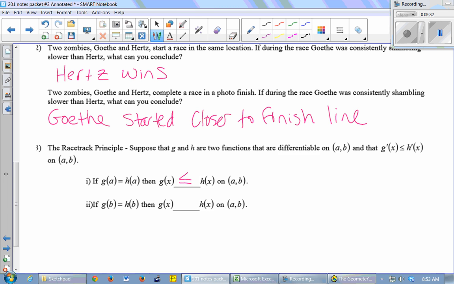Okay, so if they finished at the exact same time, right? Goeth and Hertz, they have a photo finish, then what do you know? We said Goeth had to have started closer to the finish line, right? So Goeth has to always be ahead of Hertz or equal to Hertz. And Hertz is like catching up the whole time, right? Goeth started closer to the finish line, and he's running slower, so Hertz is catching up, and then they finish at the exact same moment. So Goeth gets a head start, and he's always ahead until the very last second when they cross at the same time. This is related to the video.